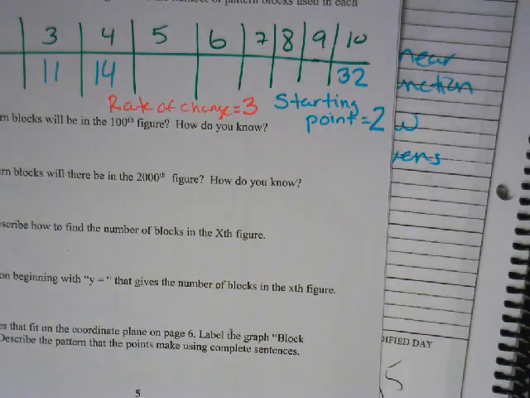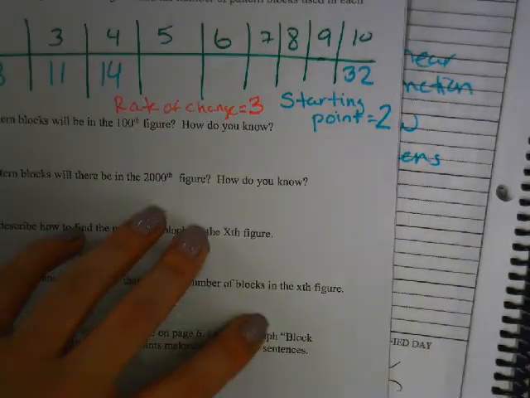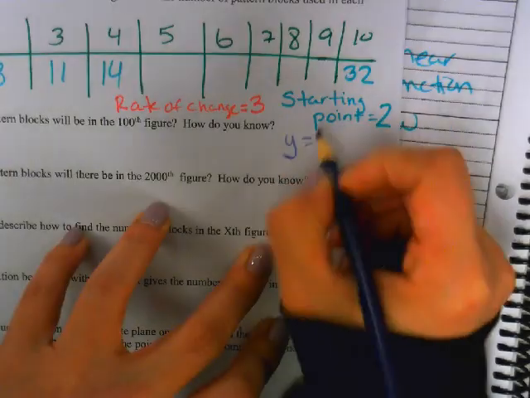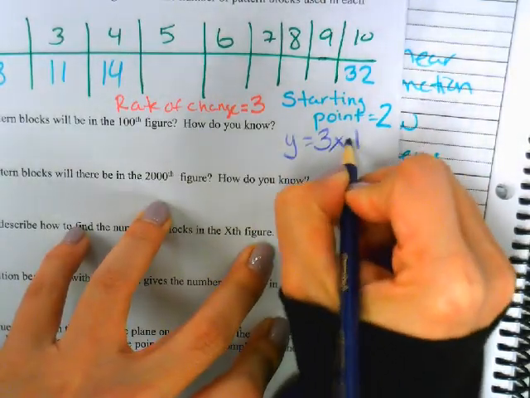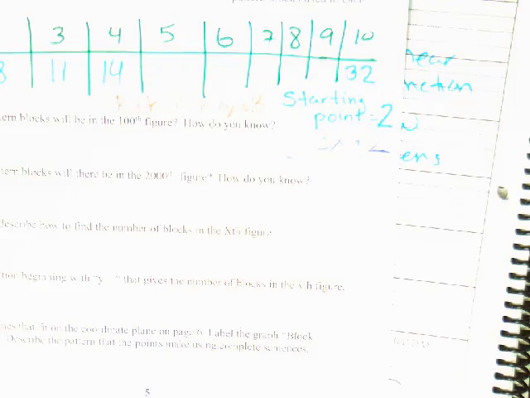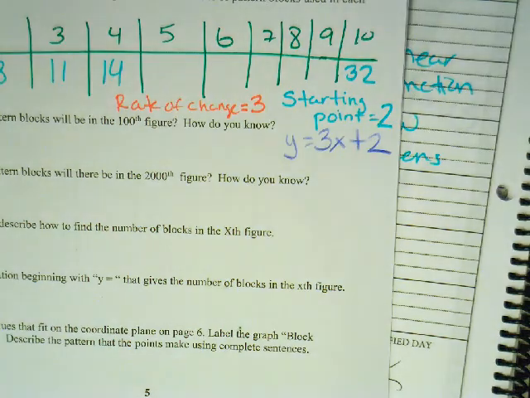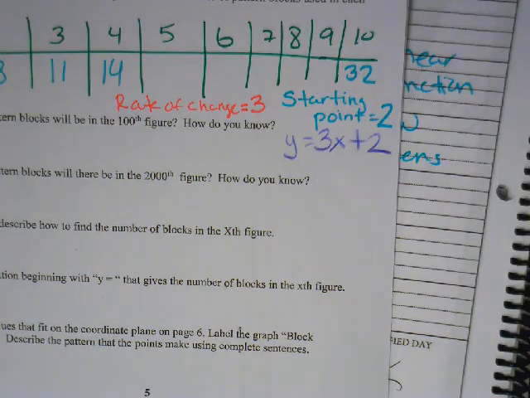Okay, great job. The equation is y equals 3x plus 2. Where did I get the 3? My rate of change. Where did I get the 2? My starting point. So, rate of change is 3, starting point is 2. Y equals 3x plus 2 is your equation.